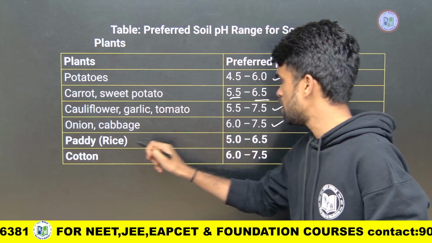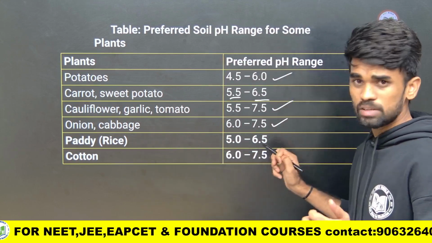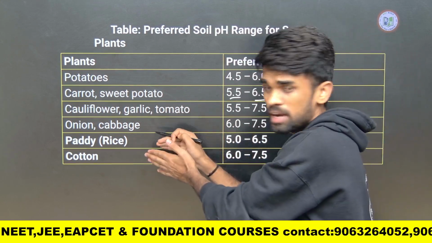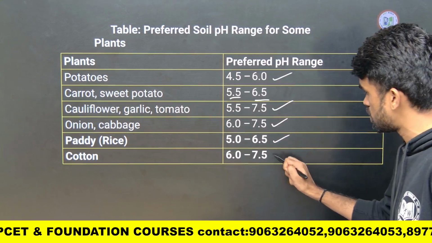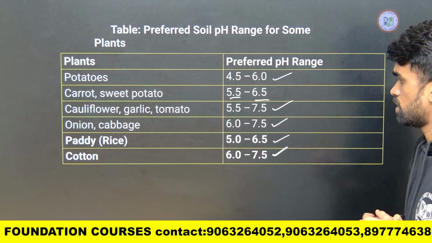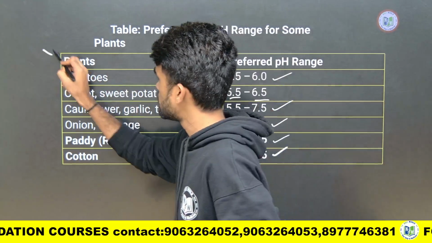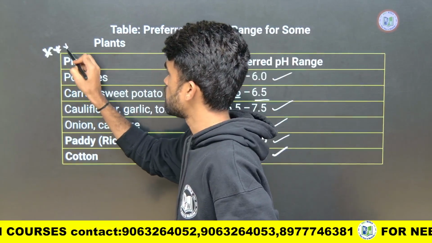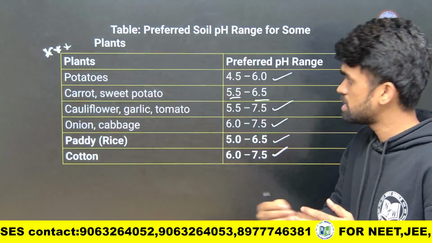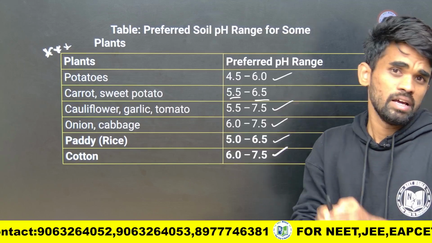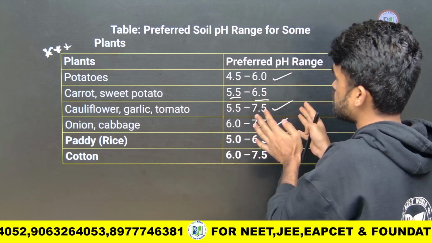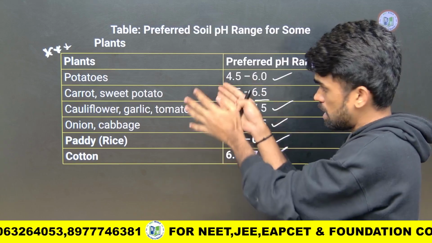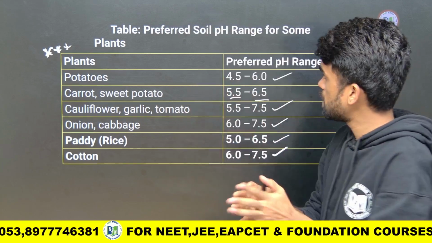For paddy, that is rice cultivation, and cotton, how much is required? 5.0 to 6.5 for paddy, and 6.0 to 7.5 for cotton. These are important things to note, because as we have seen, India has agriculture as its backbone, so we need to know the preferred pH ranges for suitable cultivation or cropping. Hope it is clear.